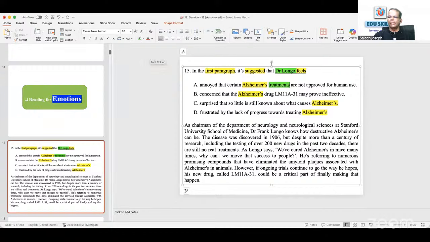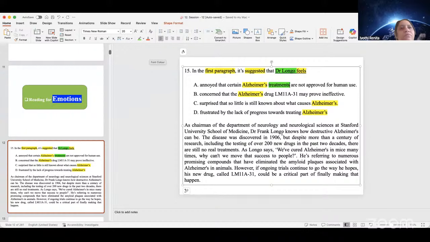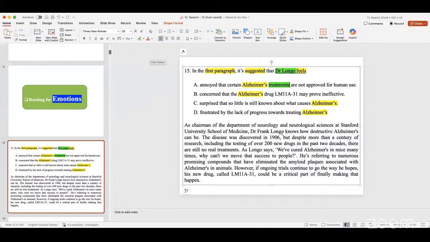Treatment is the differentiating hedging word. Option B: concerned that the Alzheimer's drug LM11A31 may prove ineffective. Differentiating could be simply drug.